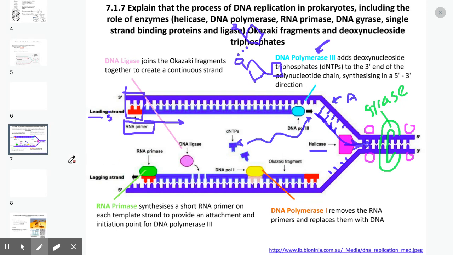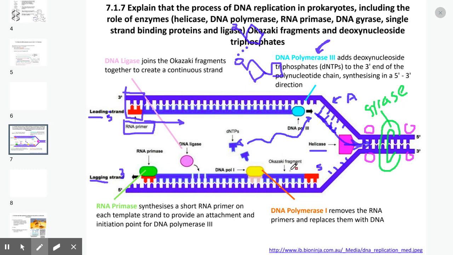However, on the other strand, which is called the lagging strand, it's a bit of an issue because our 5' is here on the new strand and the 3' is down here. So we have to copy in this direction because that's the law in DNA replication. So things happen a little differently here. One thing that's still the same is that we have this RNA primer here created by the RNA primase.